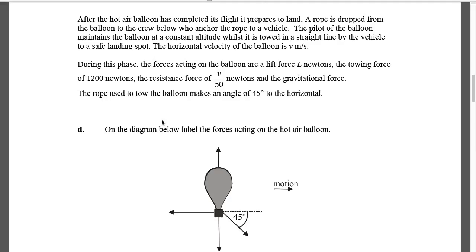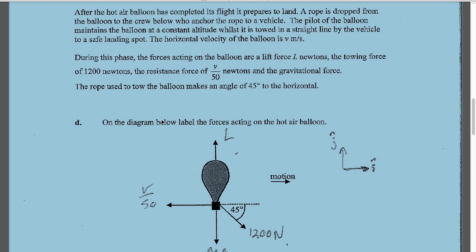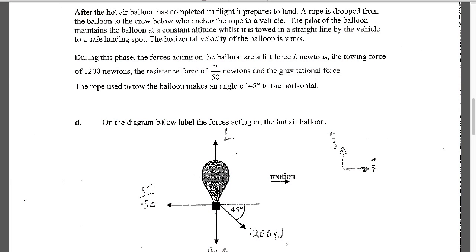Part D is fairly straightforward. We just have our diagram and we have to label our forces. So that's quite straightforward. We have lift, weight, a resistance force and a towing force.